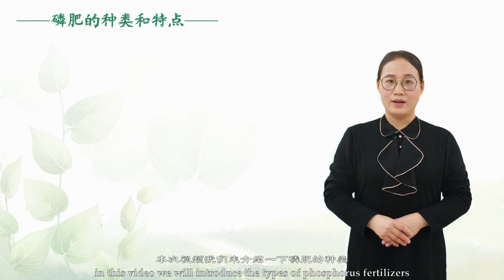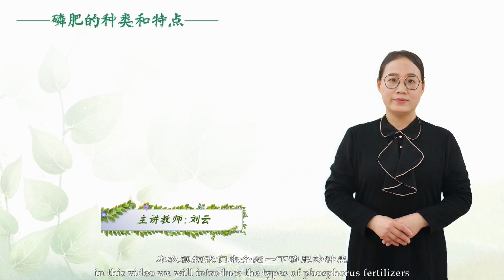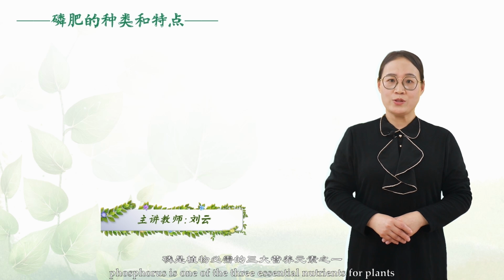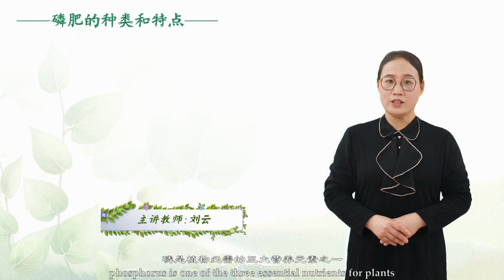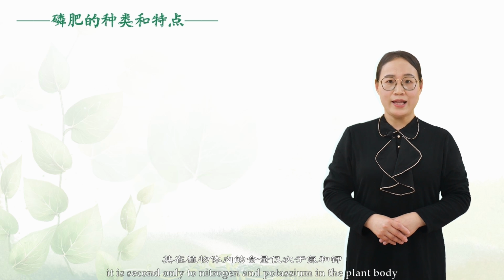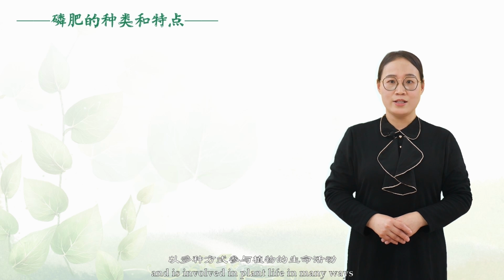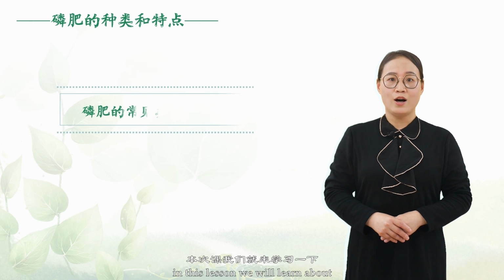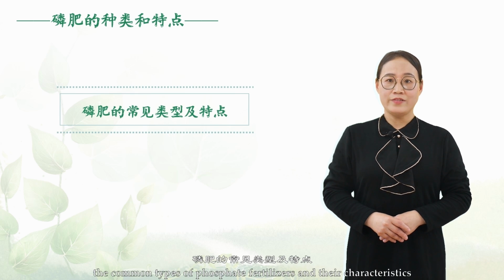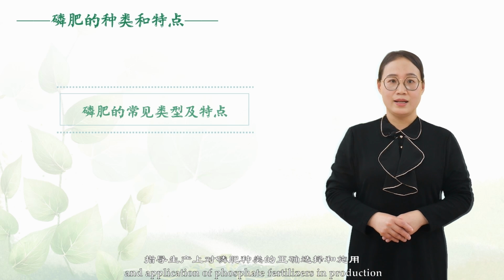Hello everyone! In this video we will introduce the types of phosphorus fertilizers. Phosphorus is one of the 3 essential nutrients for plants. It is second only to nitrogen and potassium in the plant body and is involved in plant life in many ways. In this lesson we will learn about the common types of phosphate fertilizers and their characteristics, and guidance on the correct selection and application of phosphate fertilizers in production.